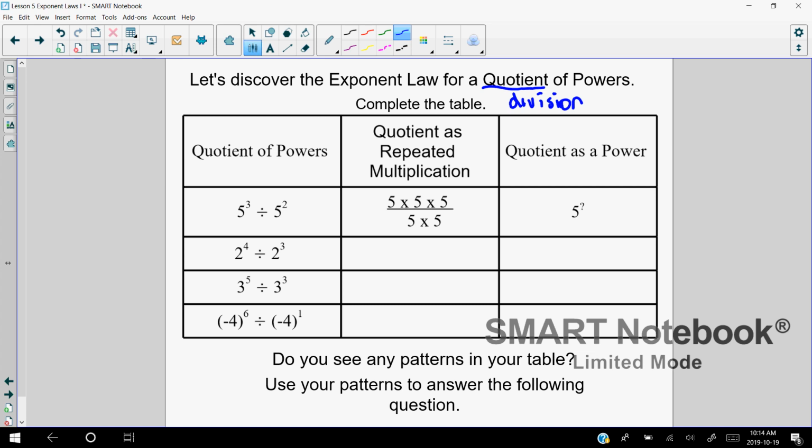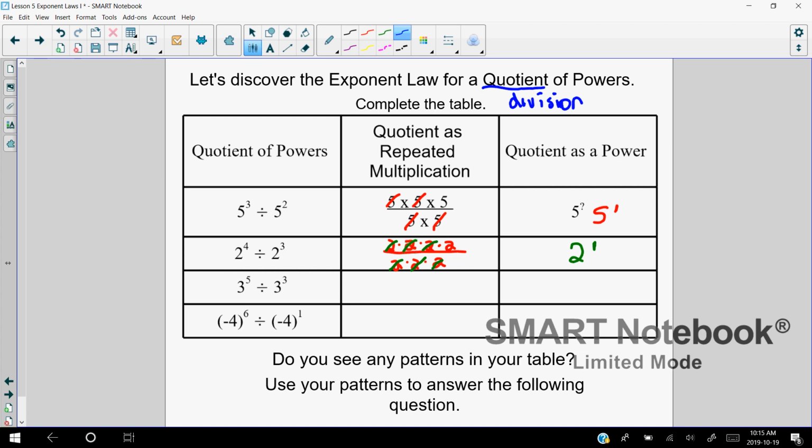Now remember, fraction is just a fancy way of writing division. So now I can simplify using the method that we just wrote down on the previous page by canceling off 5s. I'm left with just 1 5 on the top, so my quotient is 5 to the power of 1. The next one, I have 2 times 2 times 2 times 2 on the top, and 2 times 2 times 2 on the bottom. I'll then cancel what I can, 1, 2 here, 1, 2 here, 1, 2 here, and I'm left with 2 to the power of 1.